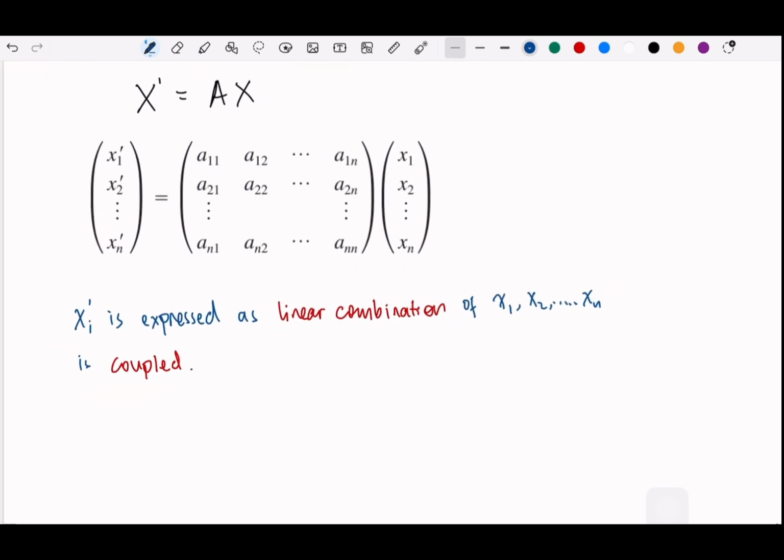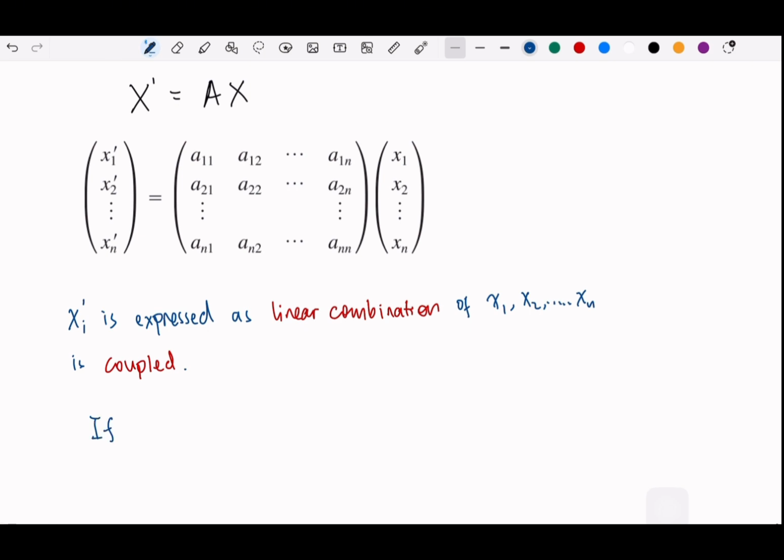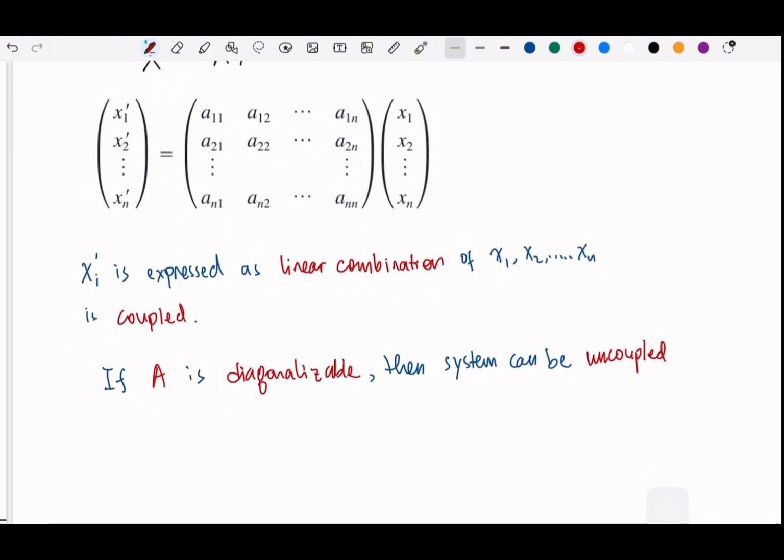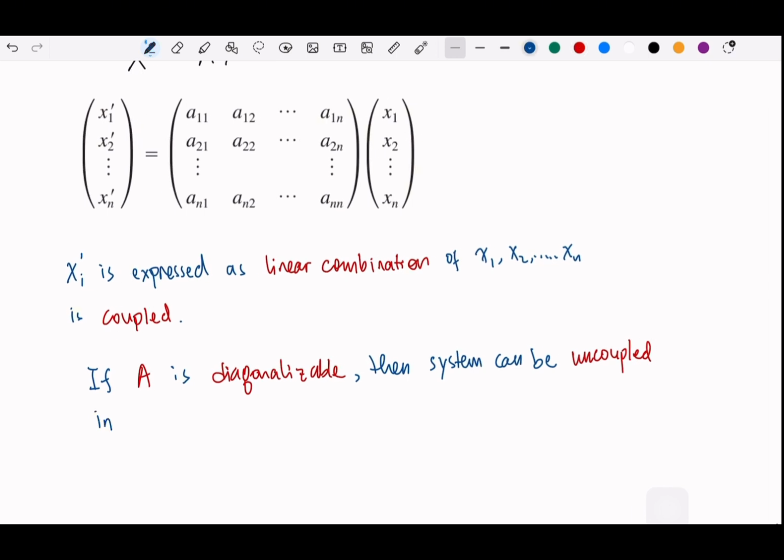And then the second statement is, if A is diagonalizable, then the system can be uncoupled, so that each of the differentials, the x prime, can be expressed in terms of the x.